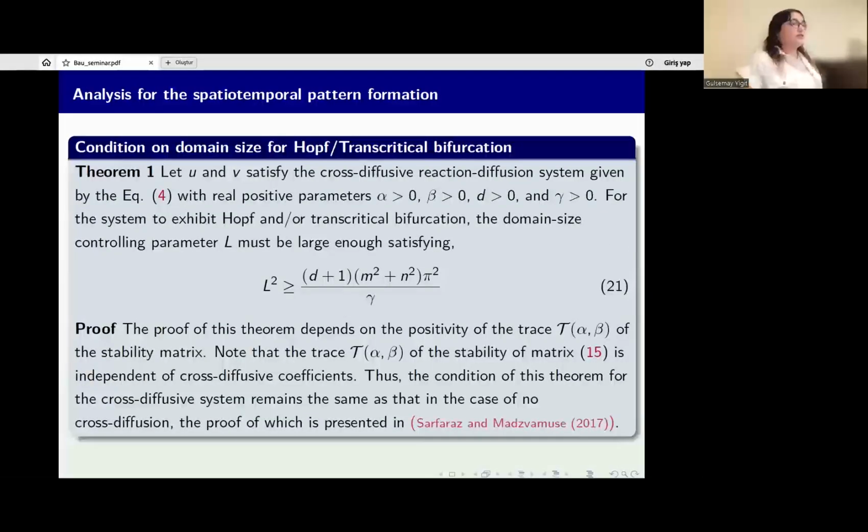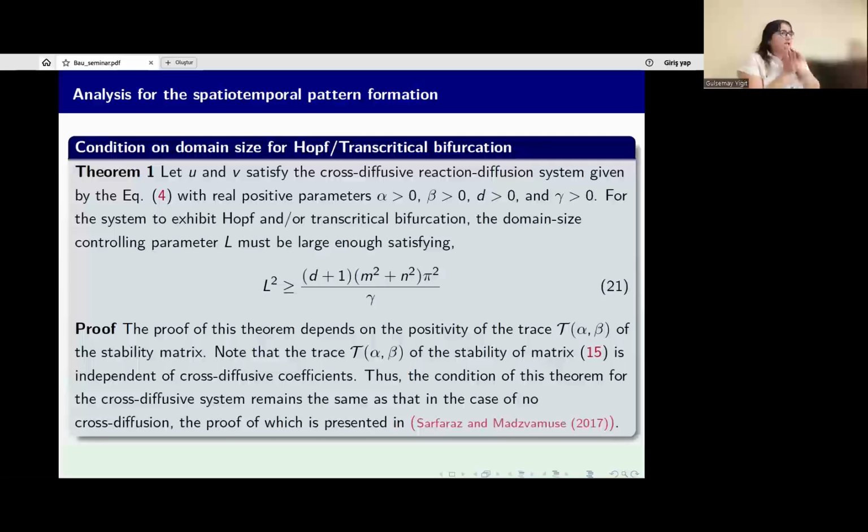Okay, here is the first observation. This is done by considering the real part of the root. So we want the real parts to be positive, which means that the trace is positive. And the trace being positive gives rise to the condition S21. One attention about this condition is that it tells us that the domain size controlling parameter must be large enough to satisfy this condition. It means that this condition must be fulfilled for the system to exhibit Hopf or transcritical type of bifurcation. So we are going to say L must be large enough to satisfy.